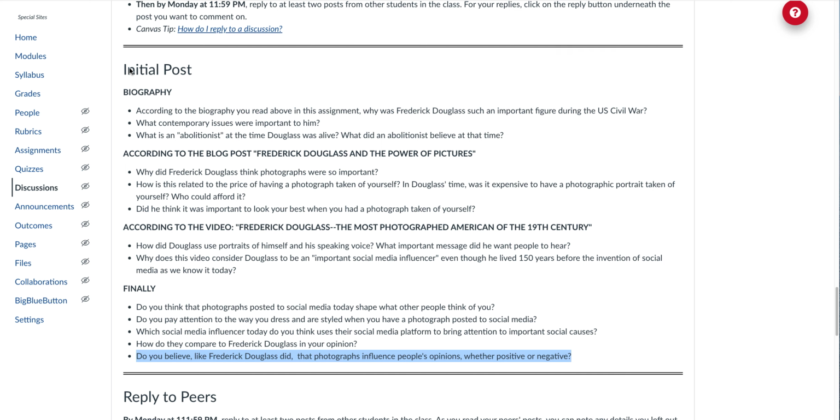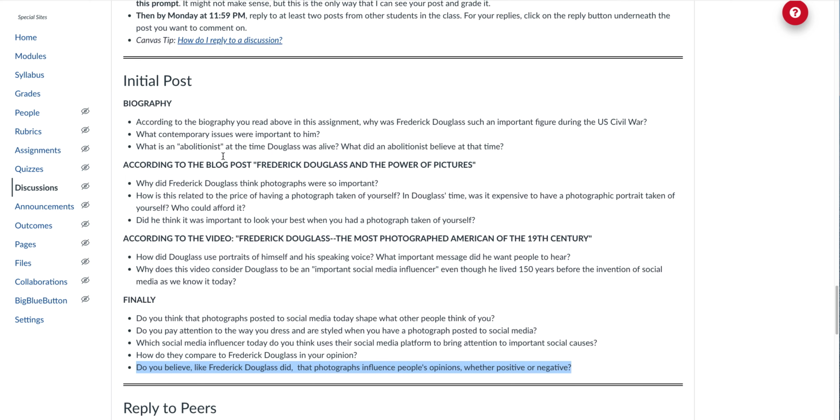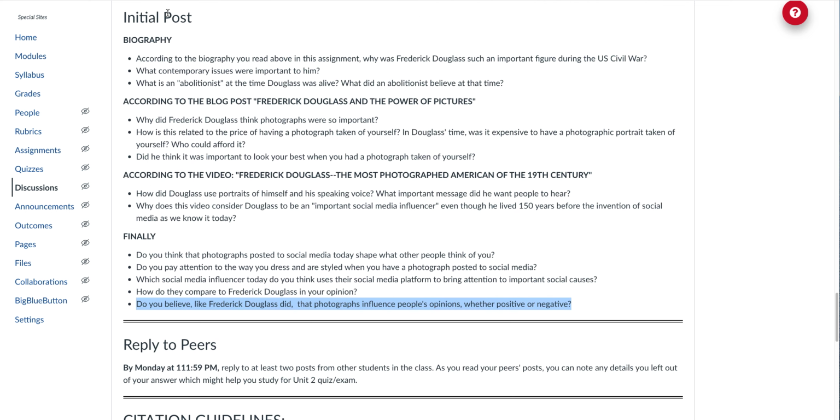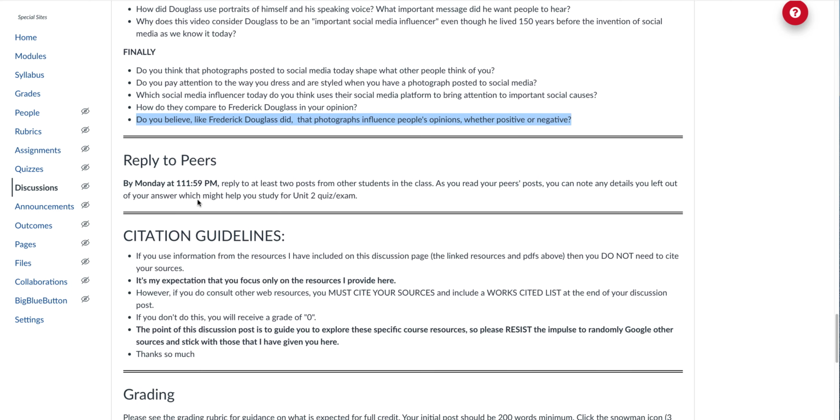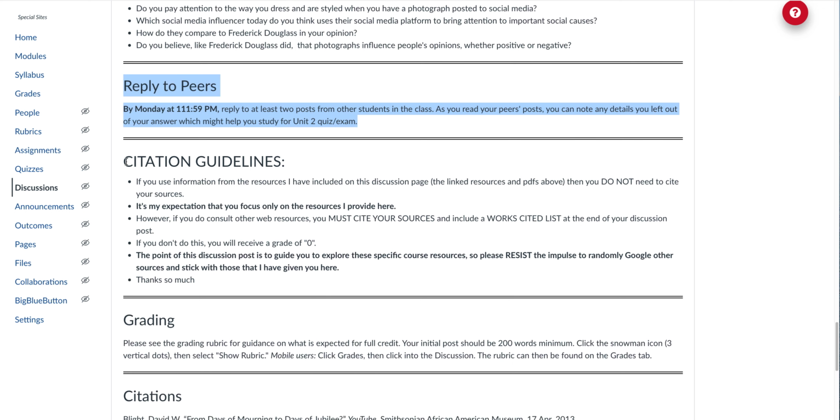So there's your initial post. There's a lot of questions, but believe me, it won't take you that much time. Once you read and watch the resources above, you'll be able to answer this. And then you want to reply to peers. And remember, as you read your peers' posts, you can have your review questions out and you can be answering them. And the citation guidelines.